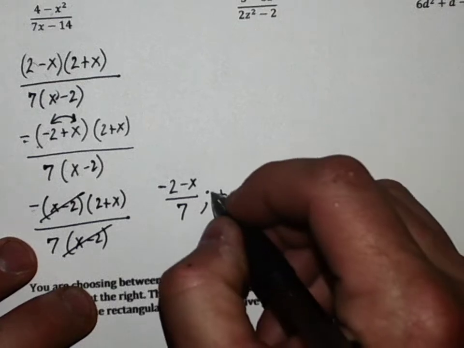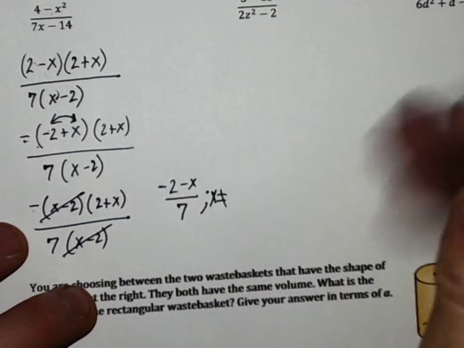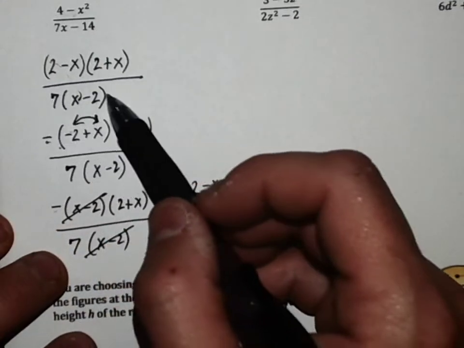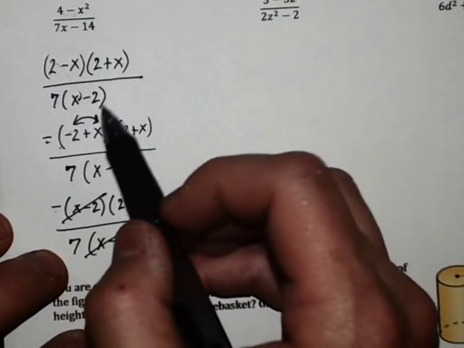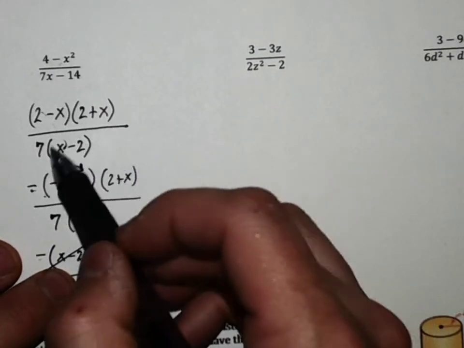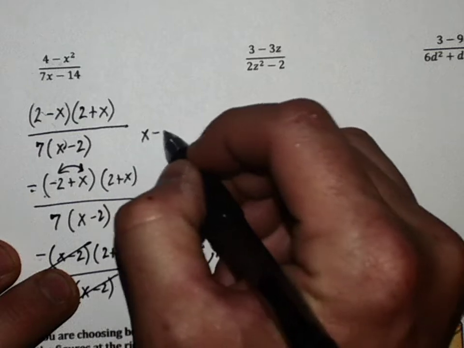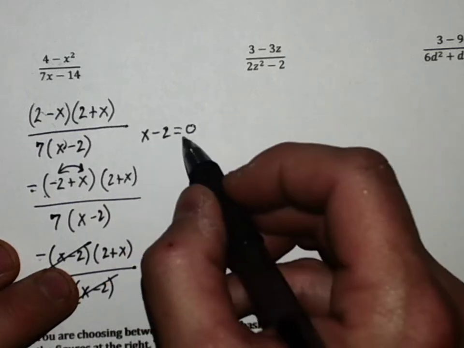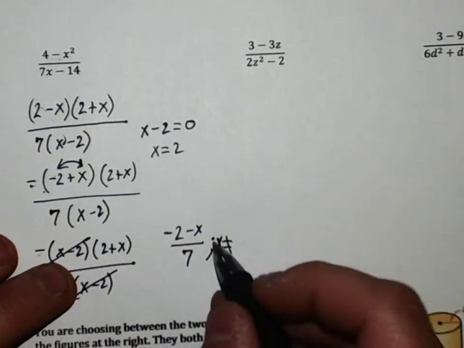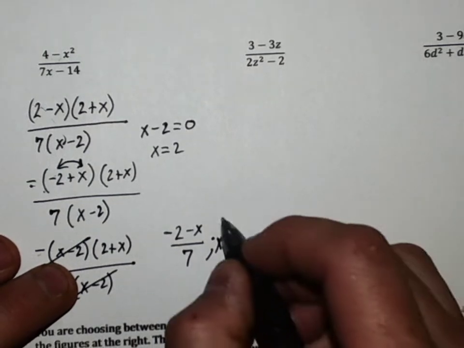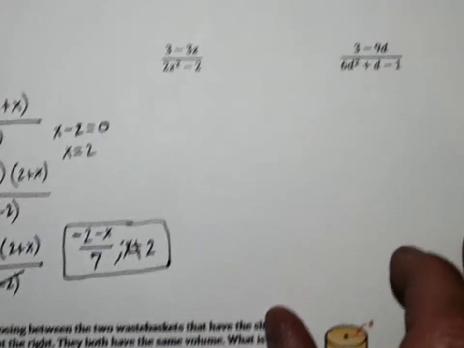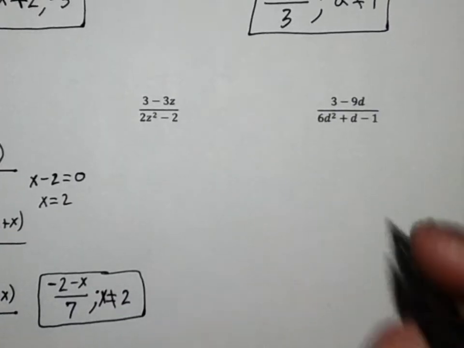What can x not equal? X cannot equal the original denominator set equal to 0. The original denominator all the way up here, but you can use the factored form, and all you got to do is take the factored one and set it equal to 0. What makes x minus 2 equal 0? Move the 2 over, and there you go. So what can x not equal? 2. X cannot equal 2.